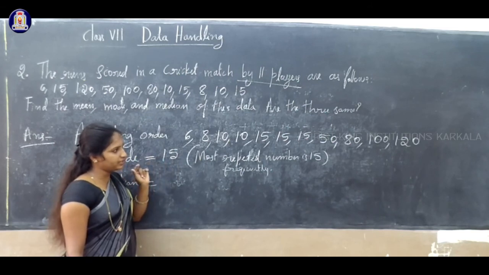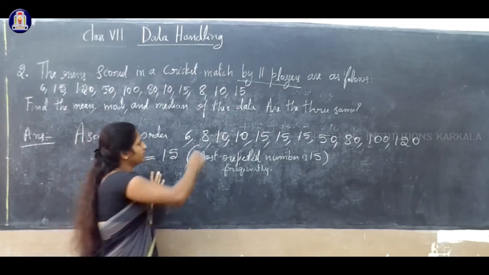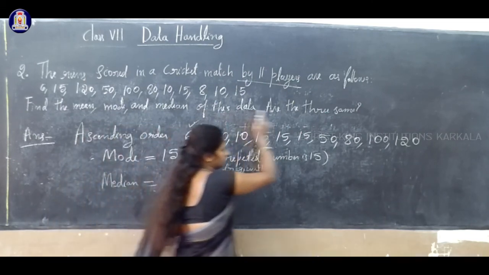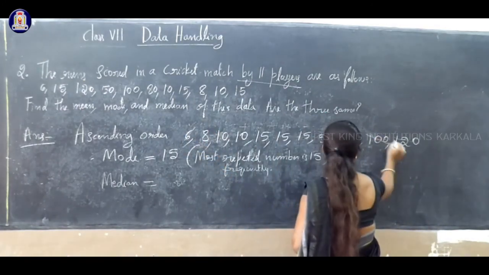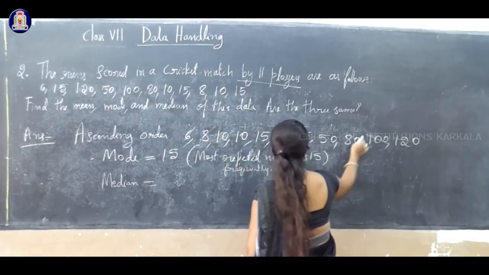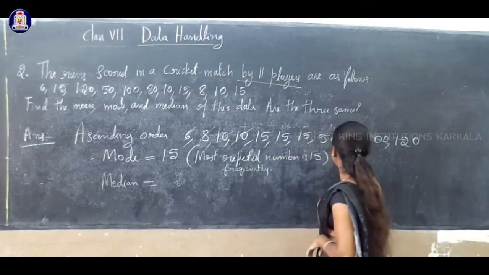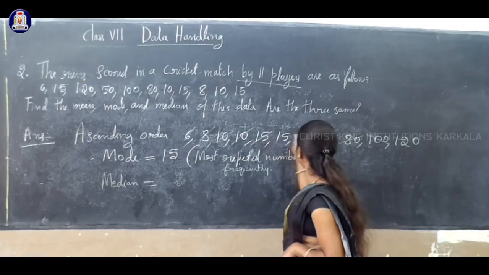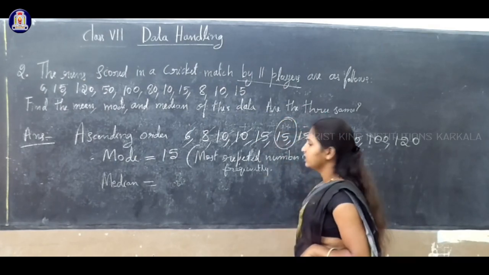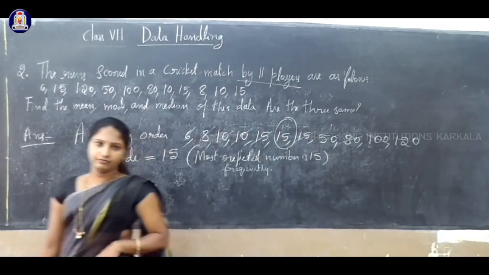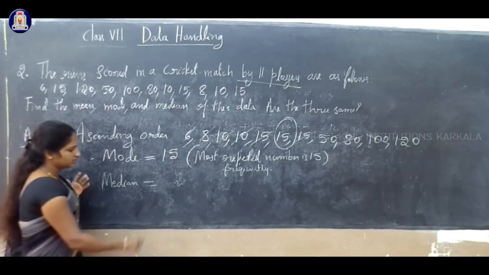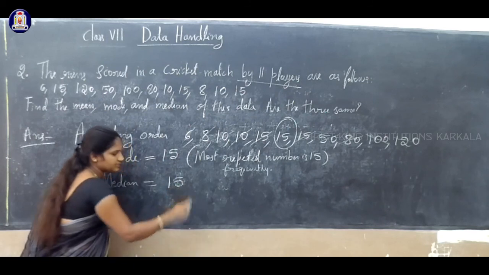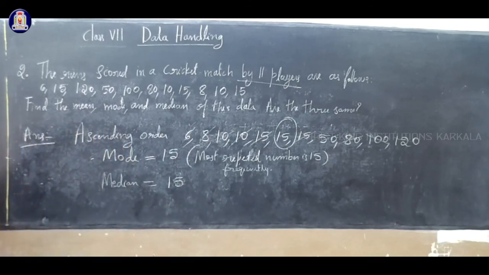Now how to find the median? See the middle term of this given data. Now we can consider the first term and last term. Again the second term and the next term, the third term and this 80, and the fourth term and this 50, next 15 and 15. So what is remaining? Remaining is 15. 15 is the middle term, right? That is the median of this data. So therefore median is equal to 15. So 15 is the median.